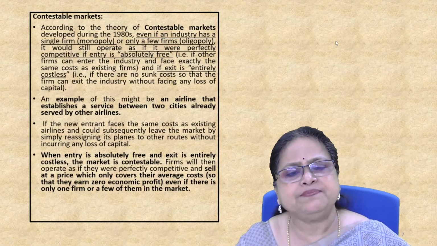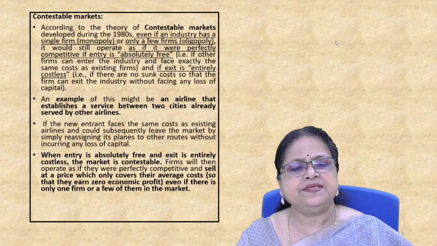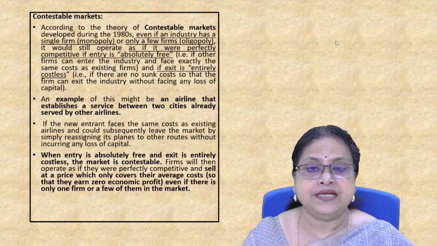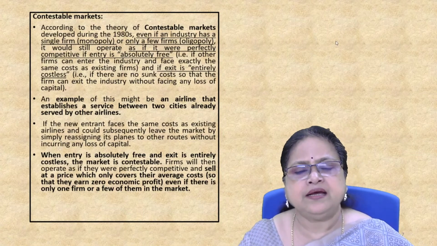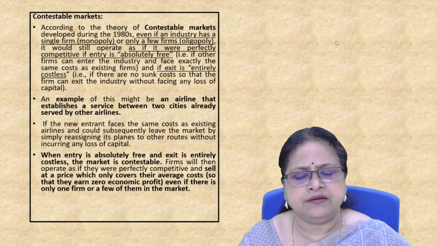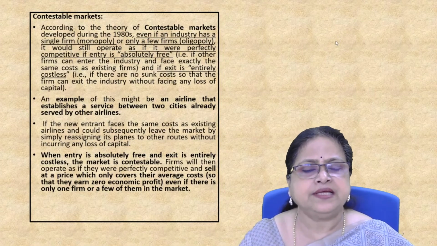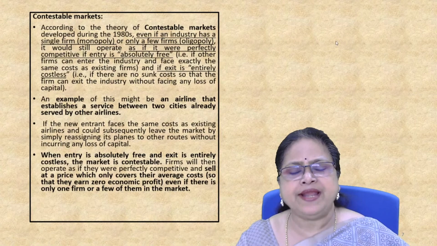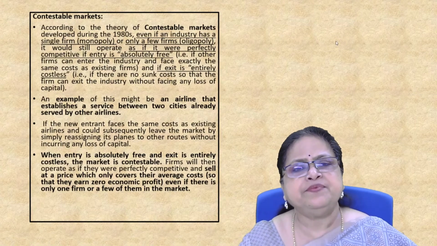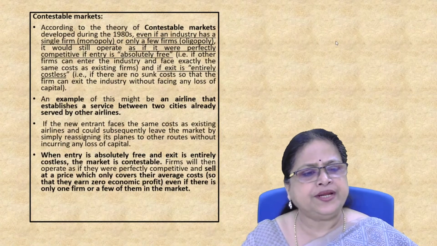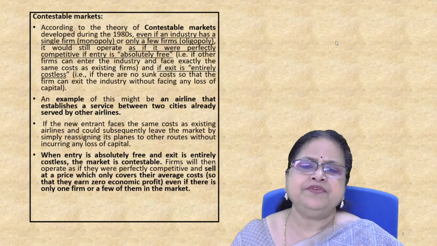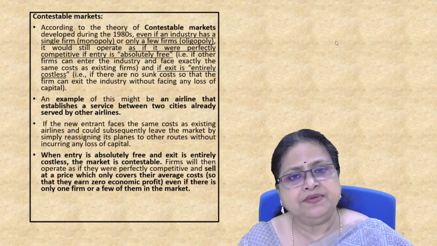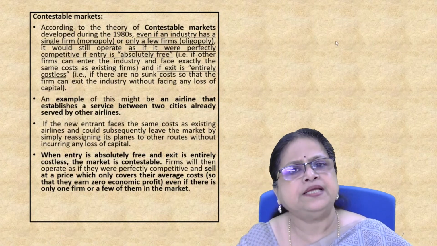An example of this might be an airline that establishes a service between two cities already served by other airlines, like Indian Airlines, then Lufthansa, then Indigo. Suppose domestic flights: Indigo, Air Asia, and other companies can also enter. So then they behave like a perfectly competitive firm. That's known as a contestable market. It means the market can be contested by new entrants.